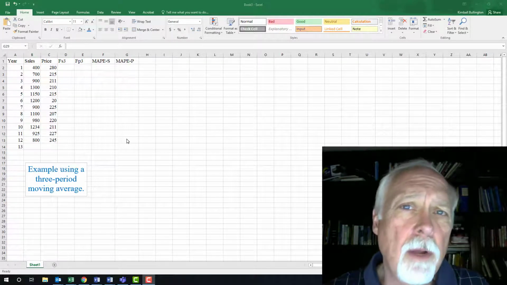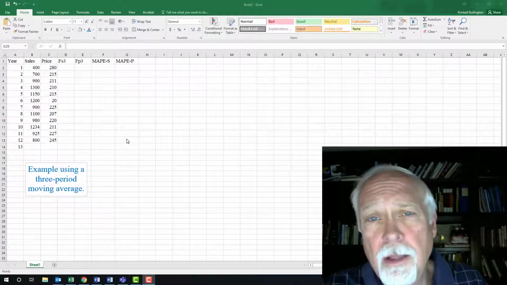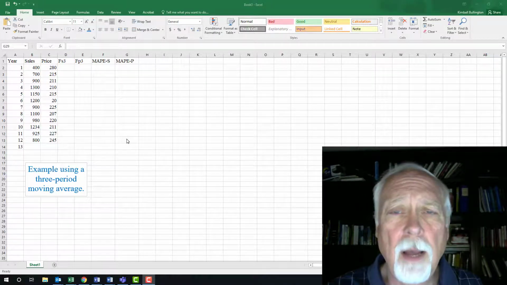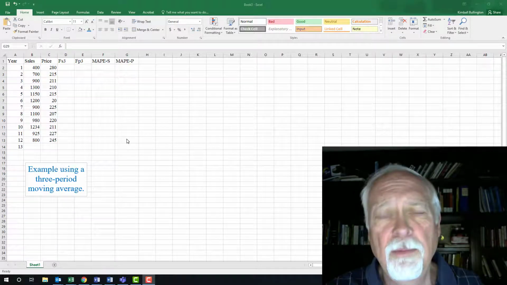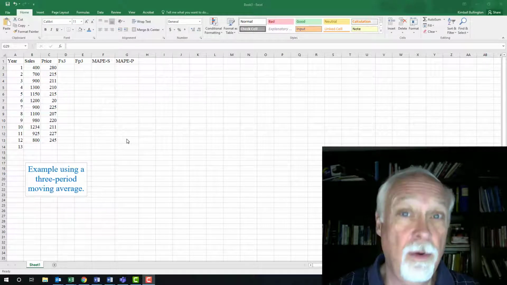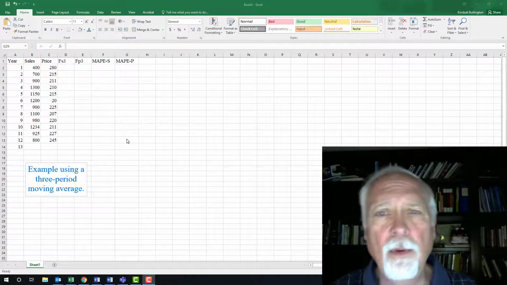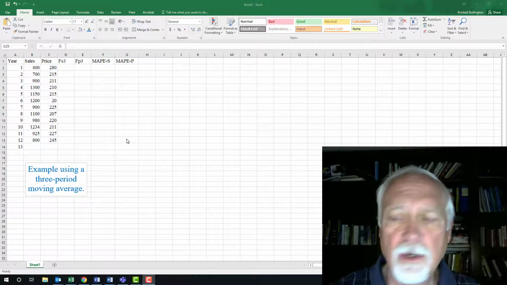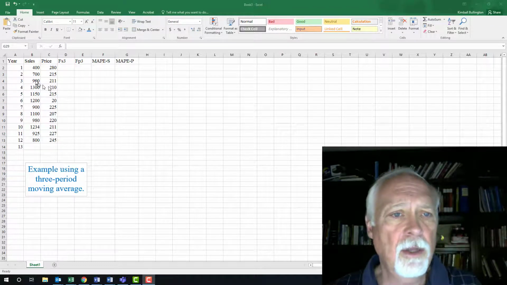In this video, we're going to create forecasts using a 3-period moving average for a couple of different sets of data for some sales and price information. And then we're going to use MAPE, mean absolute percent error, to evaluate the differences in error. In a second video, we'll be graphing this data, but in this first video, we're only going to look at forecasting the data. So here's our data.